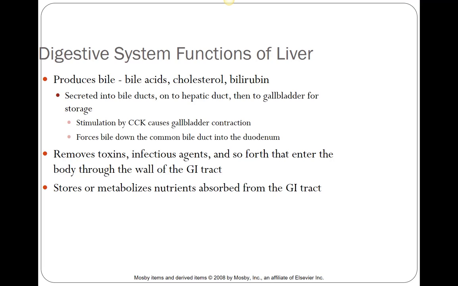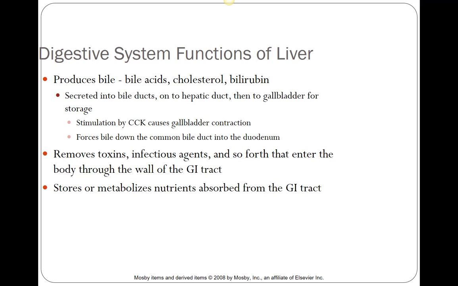Other things that we come across in the digestive system are things like the liver, which is very important for producing bile. In bile, you're going to have bile acids, cholesterol, and bilirubin. The liver is full of bile ducts that take these basically waste products from the body and deliver them, in the species that have a gallbladder, down to the gallbladder for storage. Release of this bile is stimulated by CCK. So in response to CCK, that hormone from the duodenum, the gallbladder will contract and release its contents.